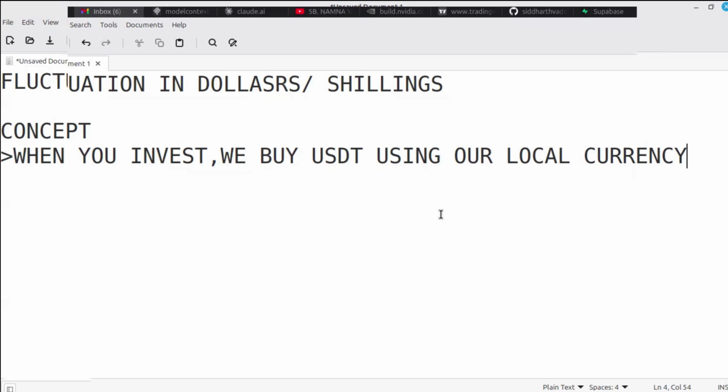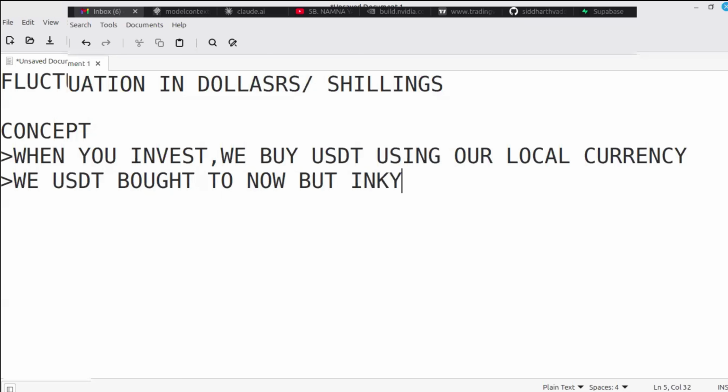Why do we buy USDT? We buy USDT so that we can go to the next step, where we use the USDT bought to now buy INKY. Now, this is the asset. We use our local currency to buy USDT, and once we buy USDT, we now use that USDT to go and buy INK token, which is the asset.